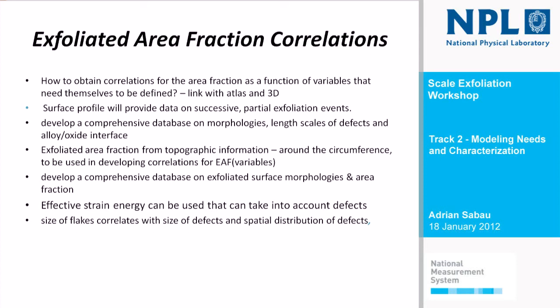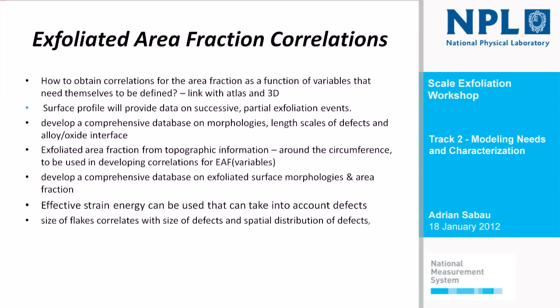Another need is exfoliated area fraction correlations. In order to advance the blockage model, in order to have an idea about how much blockage area is expected, we need to have better correlations. We don't yet know how to correlate it. So far, ARMIT has correlated it with the strain energy in the oxide scale. But there may be other variables that we have to investigate.